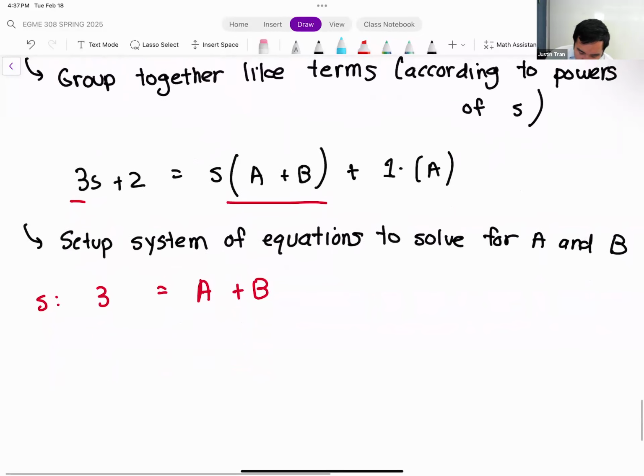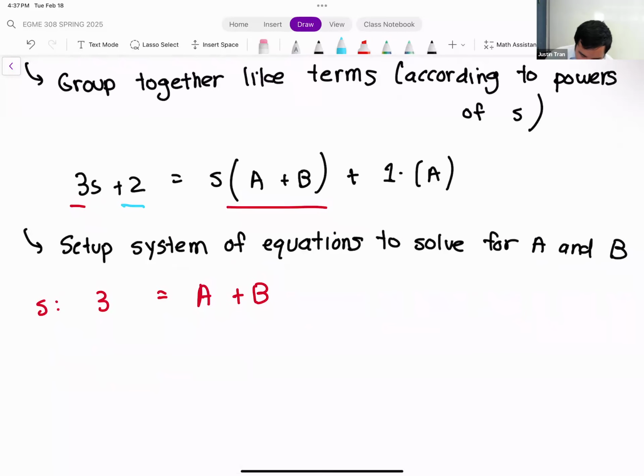All right, and then for the constant terms, we have 2 on the left-hand side, and on the right-hand side, we have just a. So for the constant terms, 2 is equal to a. Now we can solve this system of 2 equations for our 2 unknowns. Luckily this is pretty simple. We have a is equal to 2.